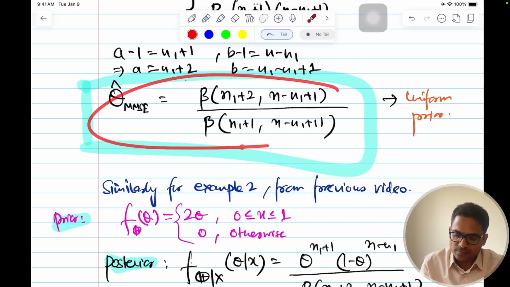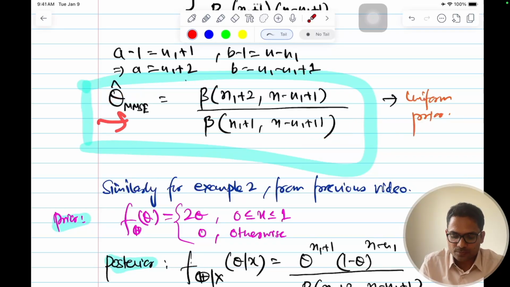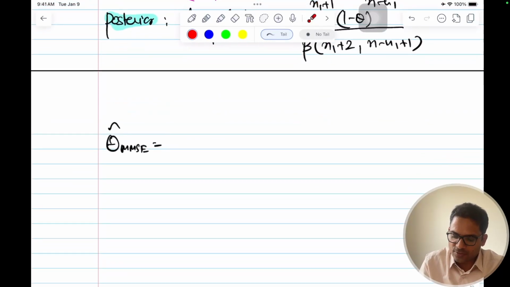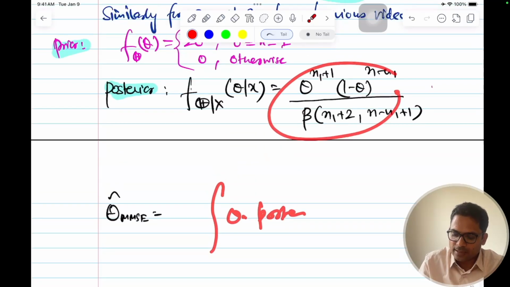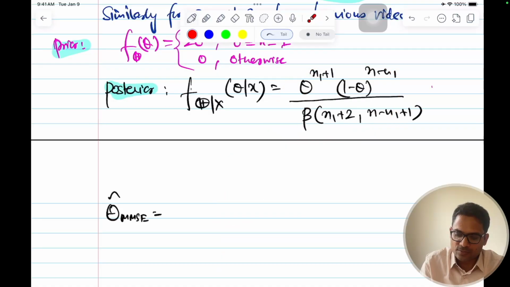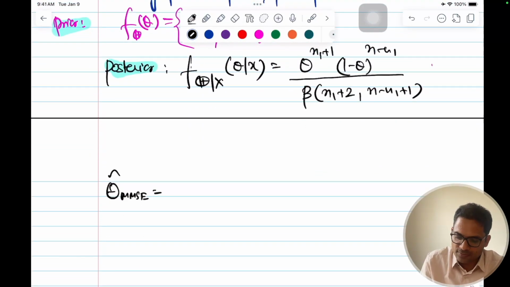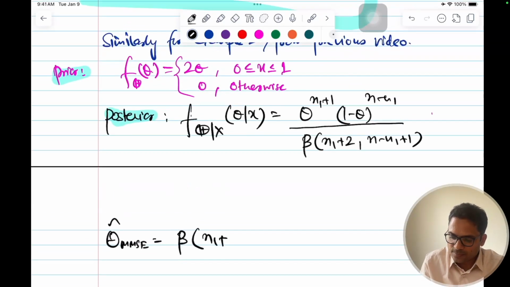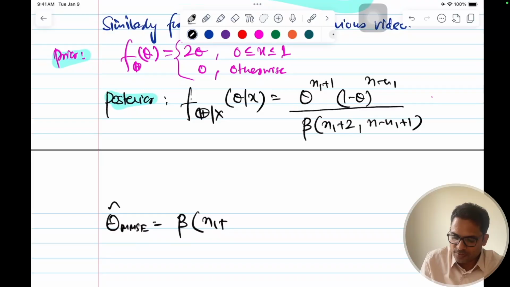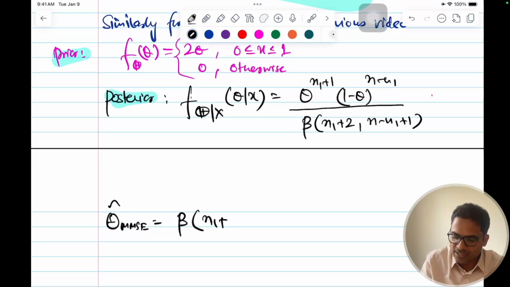Similarly, it will be expected value of theta into the posterior. Posterior is here, and the integral will be 0 to 1, and after you do the calculations yourself, this will be a similar calculation as before, and what we will get finally is a beta function of n1 plus 2 here. Okay, and this will increase by one more, because I multiply by theta here.